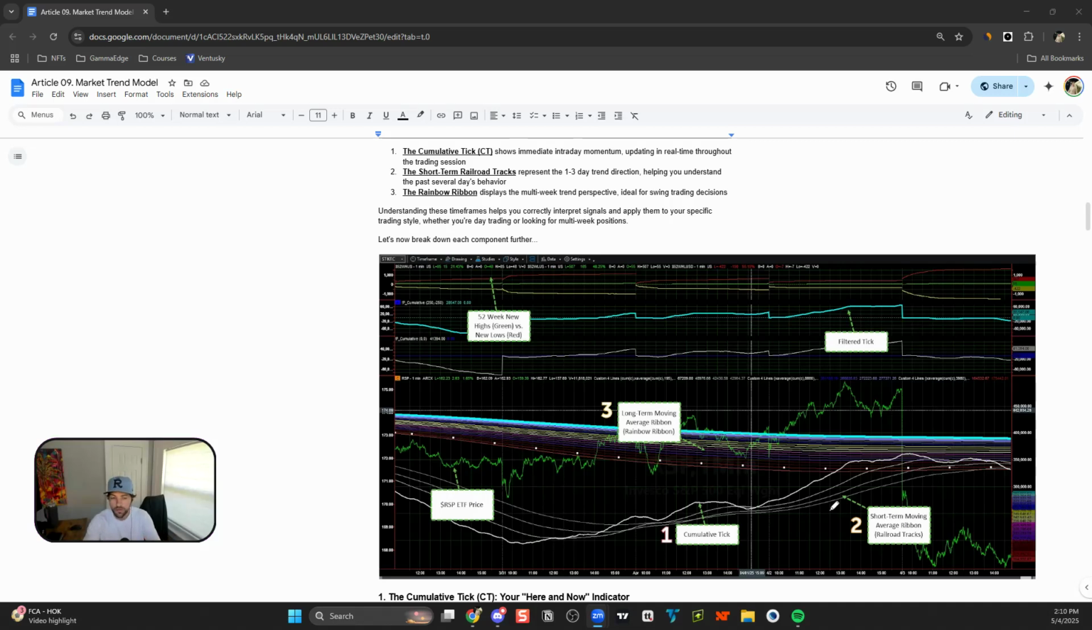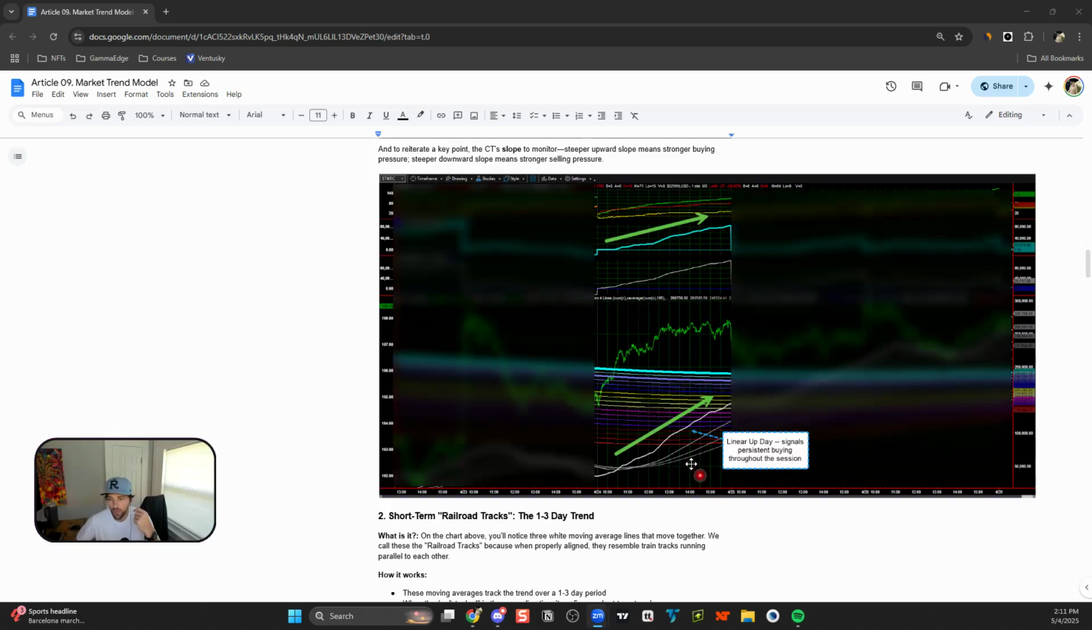So really, using the cumulative tick with the short-term ribbon is great for understanding the immediate and recent price action. And then we have the rainbow ribbon, number 3, which helps us understand what the multi-week trend perspective is. So let's now break down each one of these a little bit further.